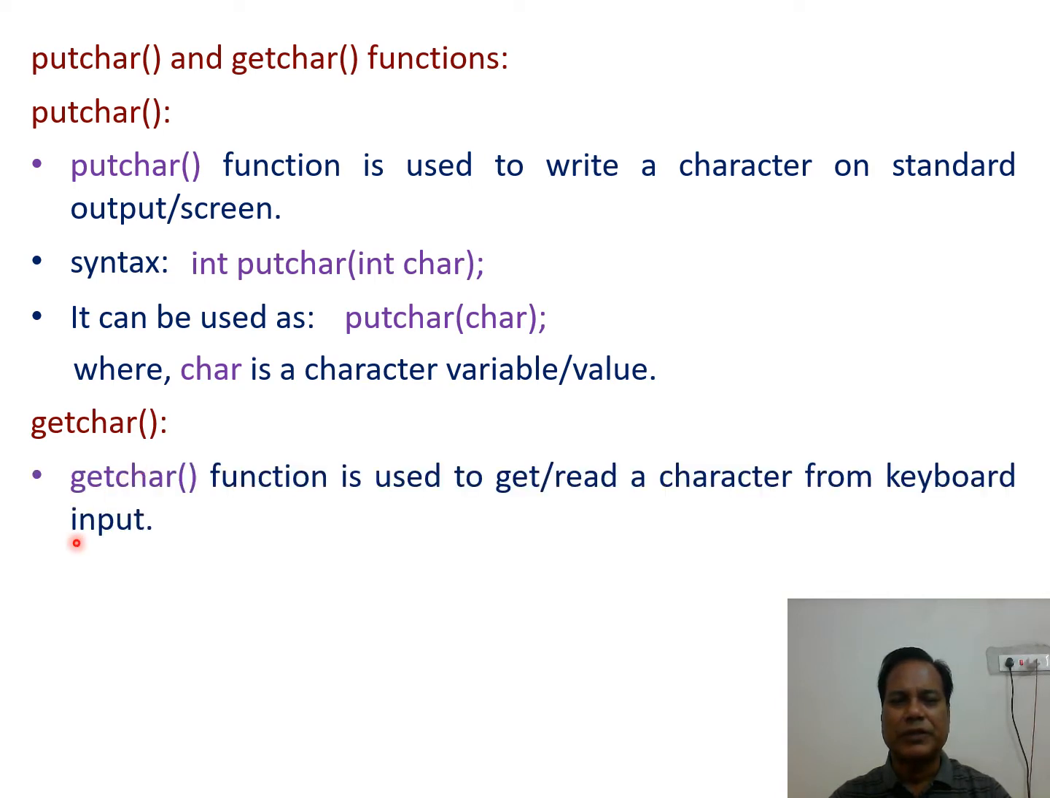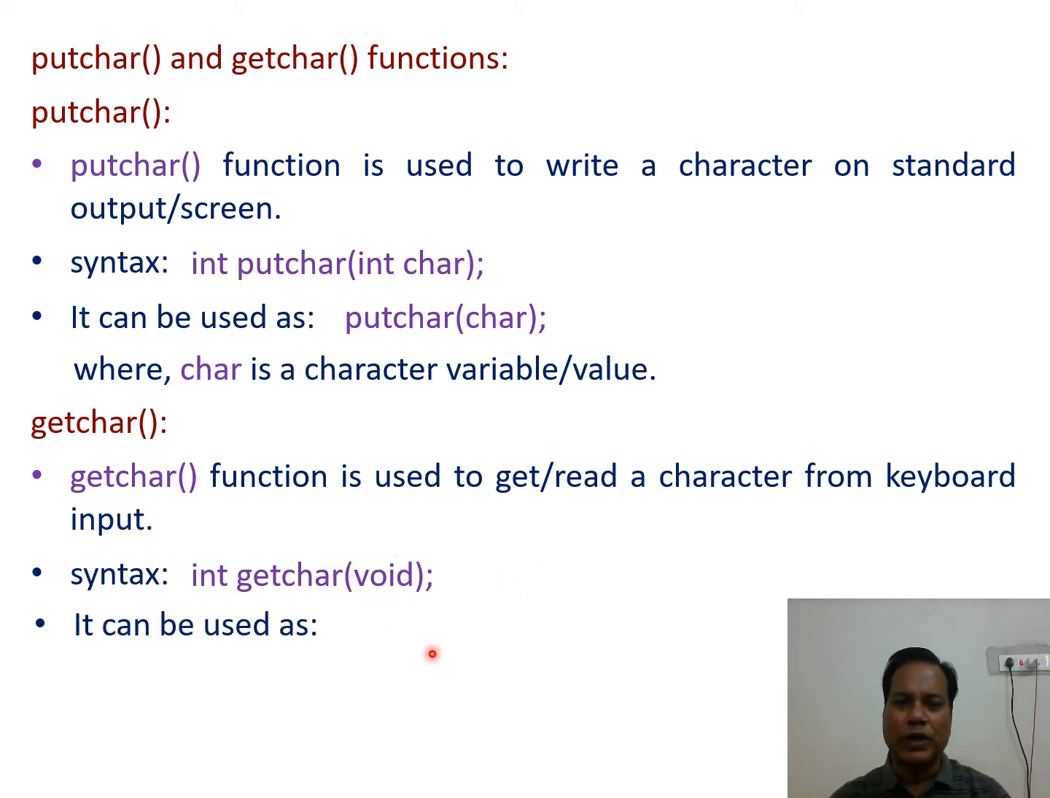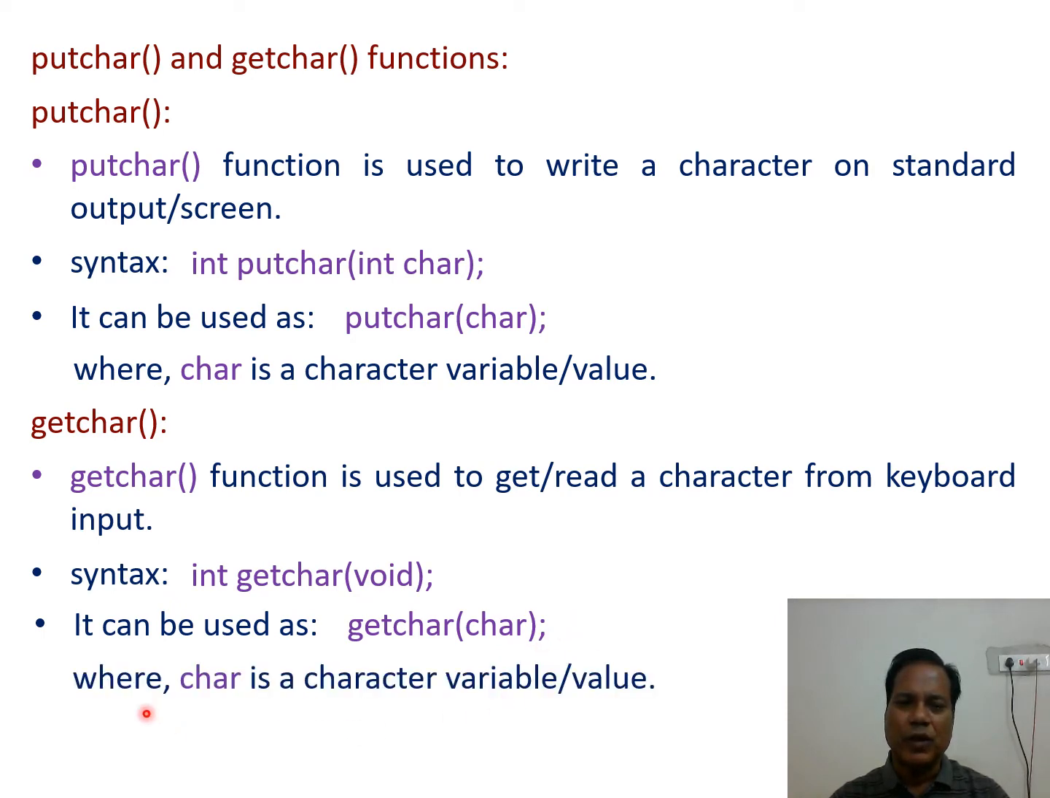getchar function is used to read a character from the keyboard. Syntax for getchar is int getchar(void); It can be used as getchar with parentheses, and at the end a semicolon, where char is a character variable or character value.